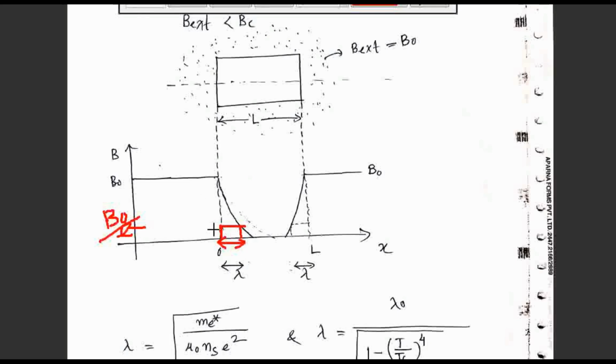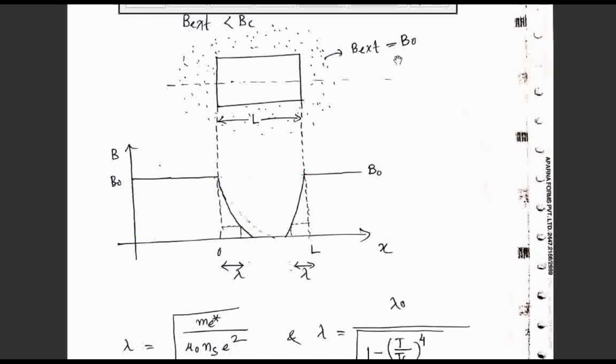And after that, when the specimen winds up here and it is starting, again the external magnetic field is B naught, but inside the material it is decreasing exponentially. Up to this length is known as London penetration depth.